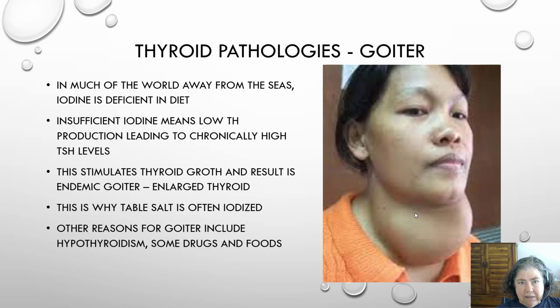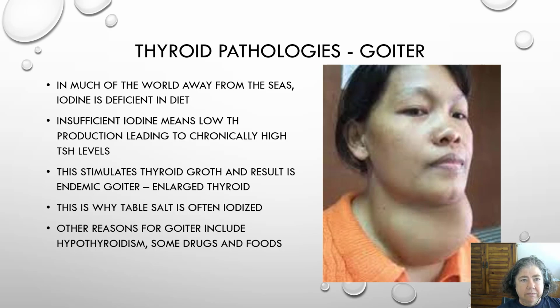There are other reasons for goiter, and when you see a goiter, it's unlikely to be from iodide deficiency. That's just not common in our world, but it is likely to be from another condition that causes hypothyroidism, thereby increasing, because of low thyroid hormone levels, TSH production from the anterior pituitary, acting as a growth factor and making the thyroid enlarged. There are some drugs that can contribute to goiter, and there are some foods that can contribute to goiter.